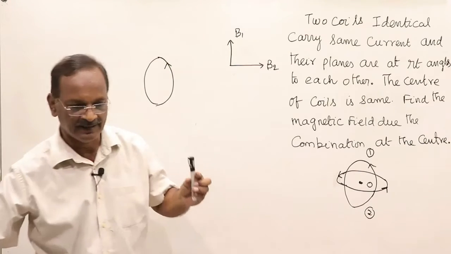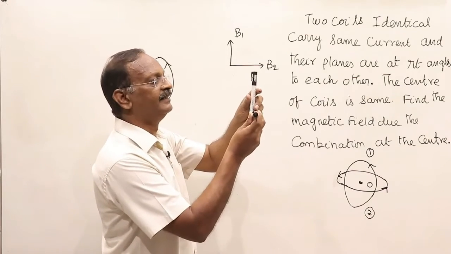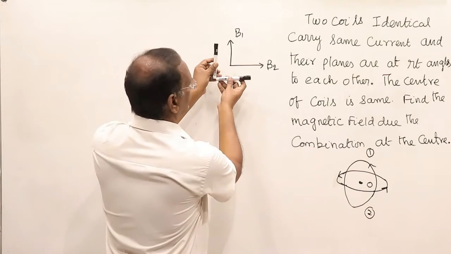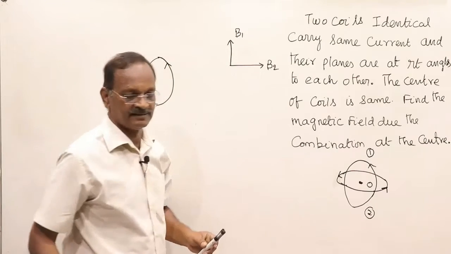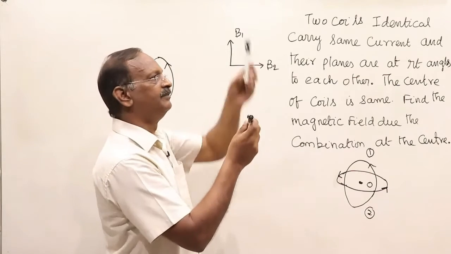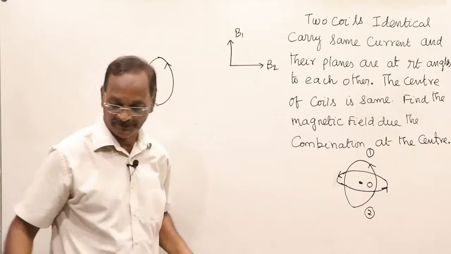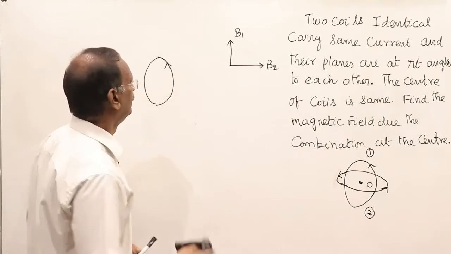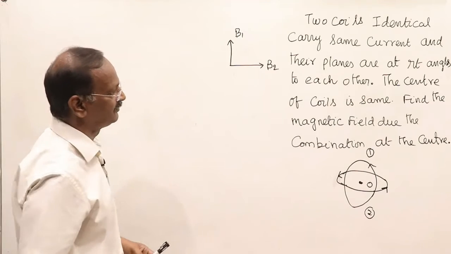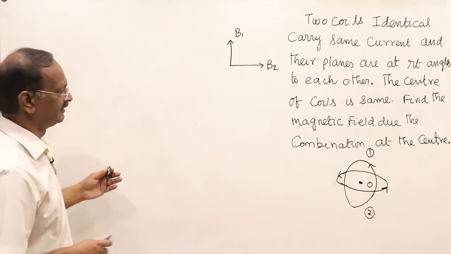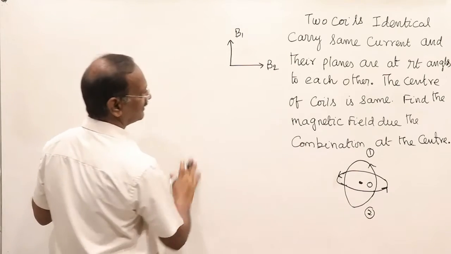It should be like this, so both are at right angles. We have represented B1 like this for easy understanding. Due to one coil the field is this way, due to the other it is this way. So we have represented the directions of the magnetic field. Now we have to find the magnitude.